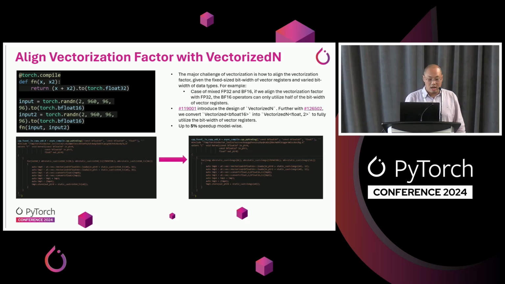In order to optimize this, we introduced the VectorizedN abstraction. Instead of using only half of the lanes, we use the full lanes and pack 2 floats into a single vector to match the 32 elements of bfloat16. This can bring, on average, up to 5% speedup model-wise.